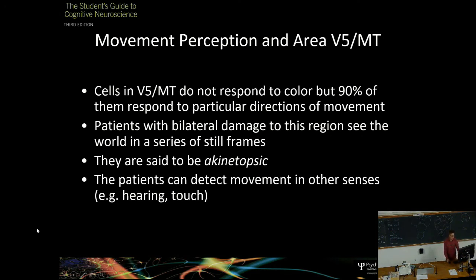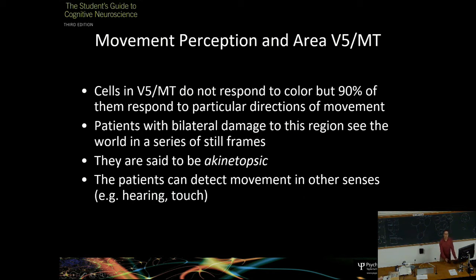So this is somebody who's said to be akinetopsic. Basically, it would be a series of snapshots, would be one way of describing it, but some other things have been said. If you pour water from a jug, people describe seeing the water almost frozen. It looks like a solid thing rather than a running stream, like a frozen waterfall. That's one of the things I remember as a poignant example.